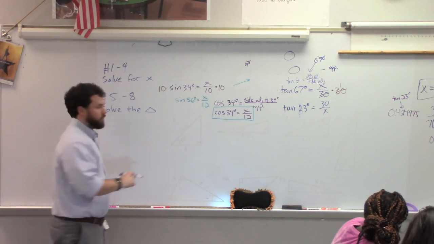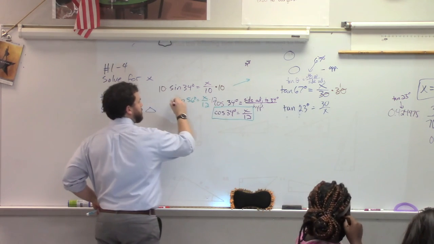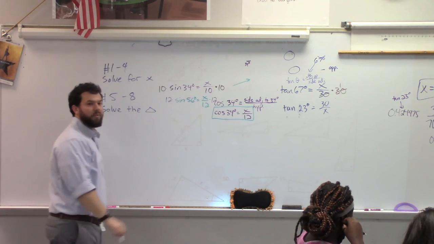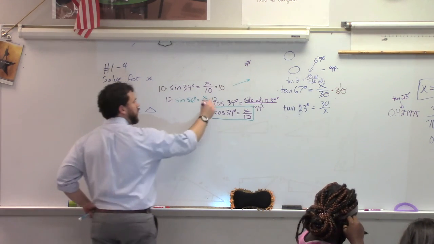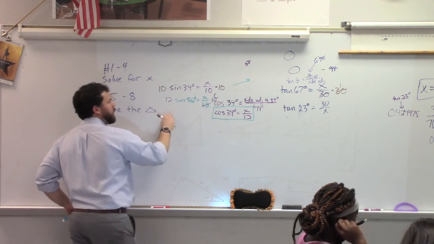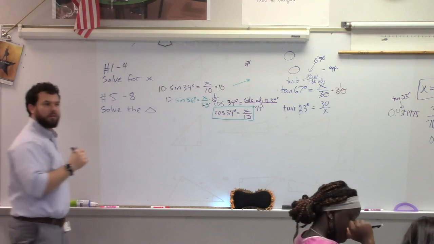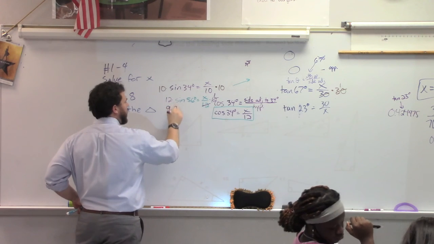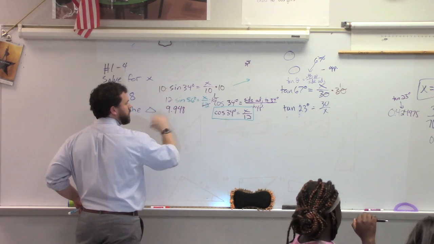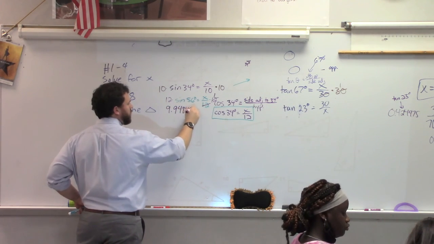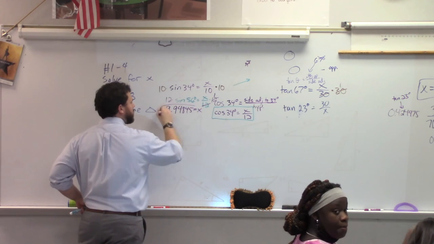We multiplied by 12 on both sides. Multiplication is the inverse of what? Division, so the 12s would cancel, creating a 1. And what is 12 times sine of 56? What'd you get in the calculator? 9.948. 9.948. That's it.